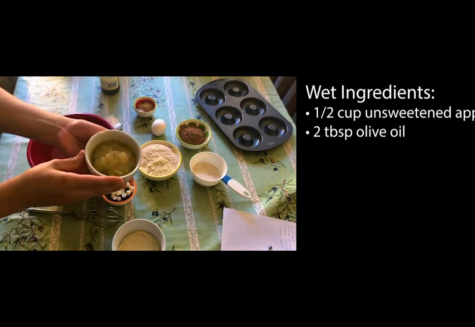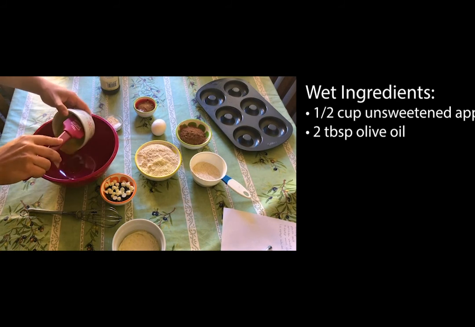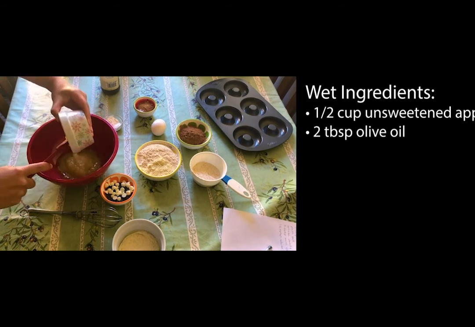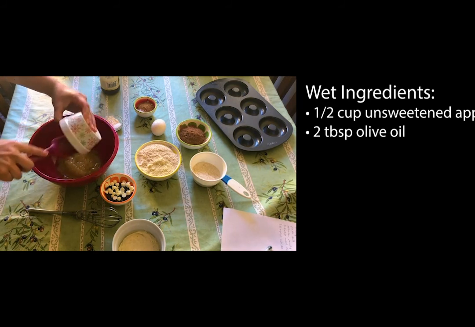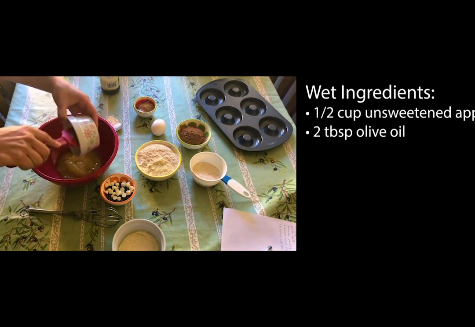taking half a cup of applesauce and 2 tablespoons of olive oil and adding that to our bowl. The applesauce is going to moisten the cake and also add a little bit of sweetness, while the oil is going to make sure that the donuts are nice and tender and moist.